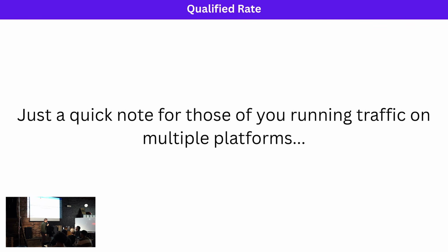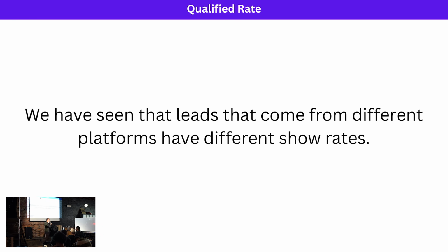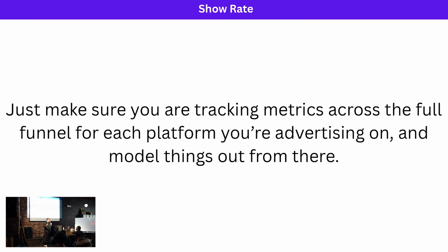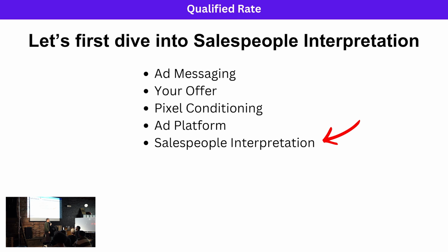Next is the ad platform. We'll go through this real quick, but just a quick note for those of you who are running ads on multiple platforms. We've seen that leads that come from different platforms have different show rates. So Google and YouTube can be different from Meta and TikTok, for example. Just make sure you're tracking metrics across the full funnel for each platform that you're advertising on and model things out from there.